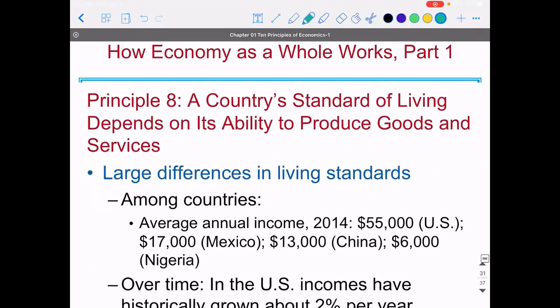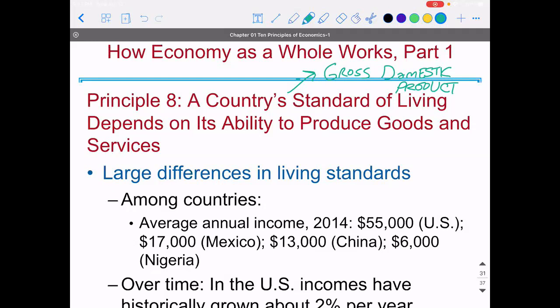Now, in this last part, we talk about how the economy as a whole works. And so one of the things that we're going to learn about here in this course in macroeconomics is that the general standard of living within the country, or as we're going to learn in this course, the gross domestic product, is based on its ability to produce goods and services. Those countries that have a higher standard of living are able to produce more goods and services.